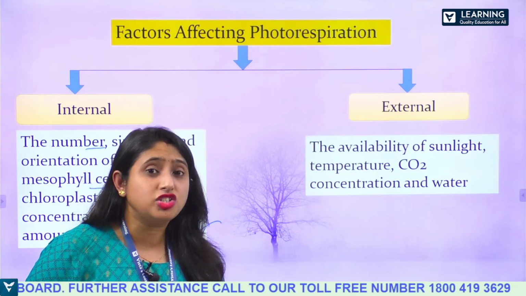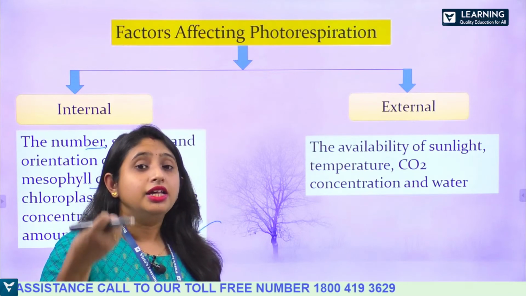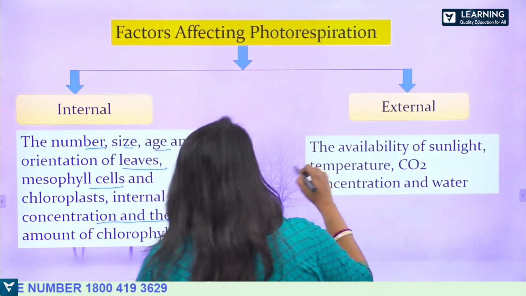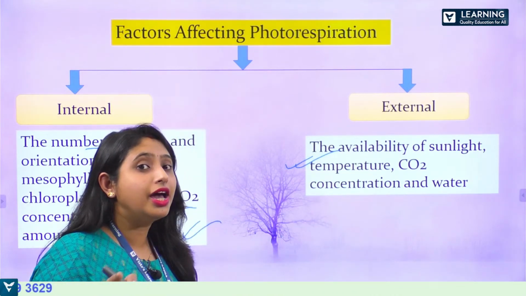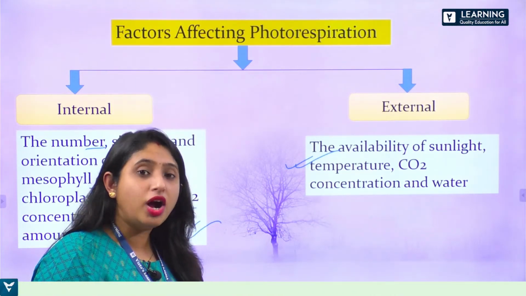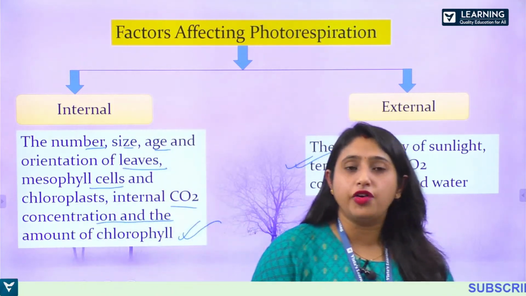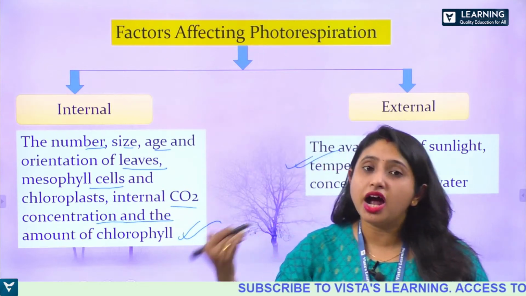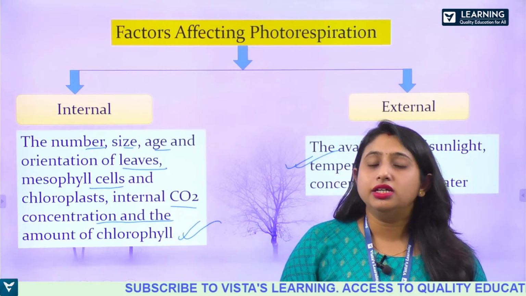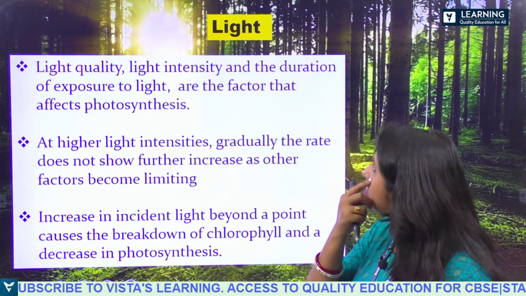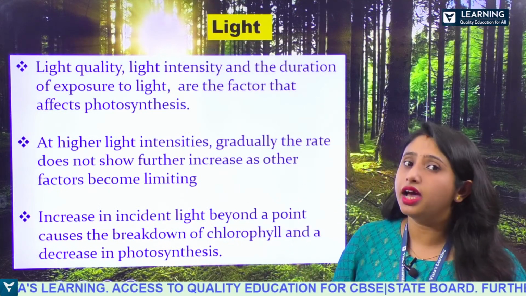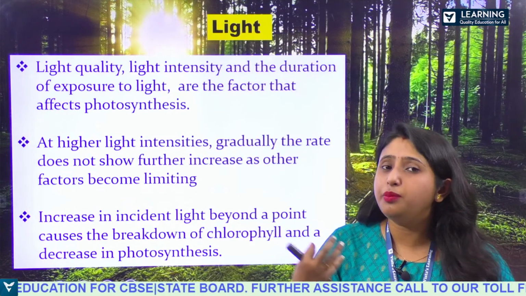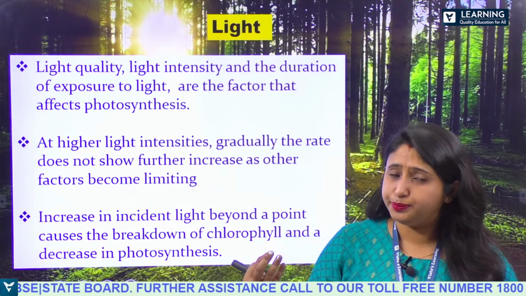Now talking about the external factors like light, then temperature, and water. These are the external factors: sunlight, temperature, carbon dioxide, water, which the plant gets from outside. Internal means the plant is having it, right? Now let's see some of the external factors like light. What happens when the plant is receiving low light, and what happens when the plant is receiving more light?